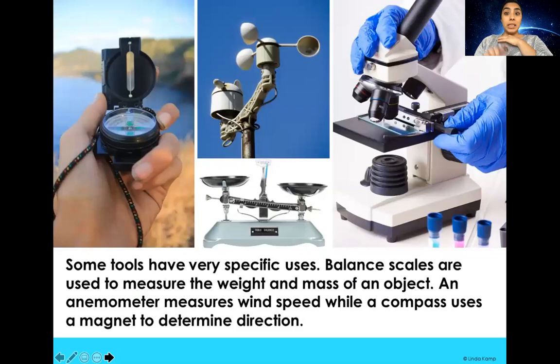Some tools have very specific uses. So some tools you have to use for a specific thing. You can't use it for anything else. Balance scales are used to measure the weight. This is a balance scale. Do you see this? And what do you think it's used for? Yeah, it's used to weigh and measure how much a thing weighs. And how much a thing weighs is called the mass. Not like the mass where we go and pray, but it's called the mass. It's how heavy it is.